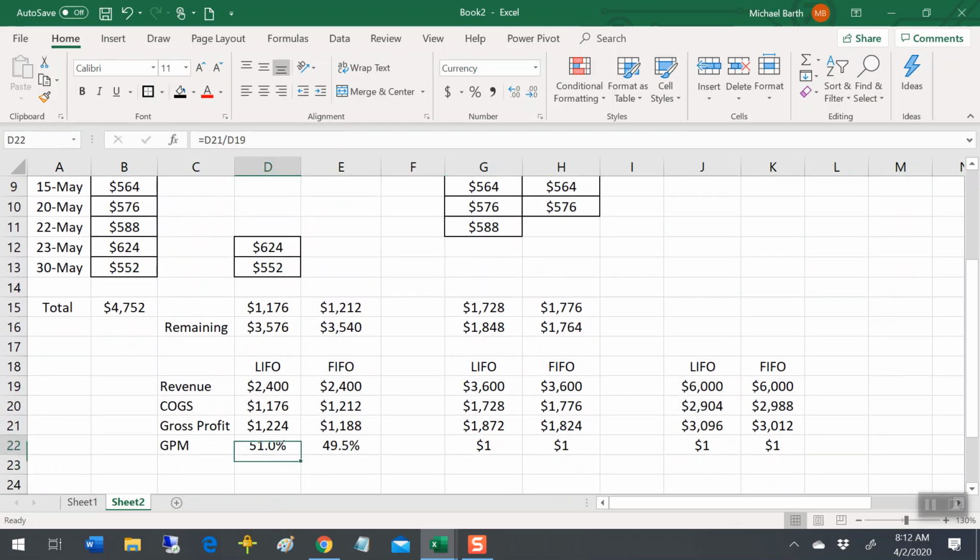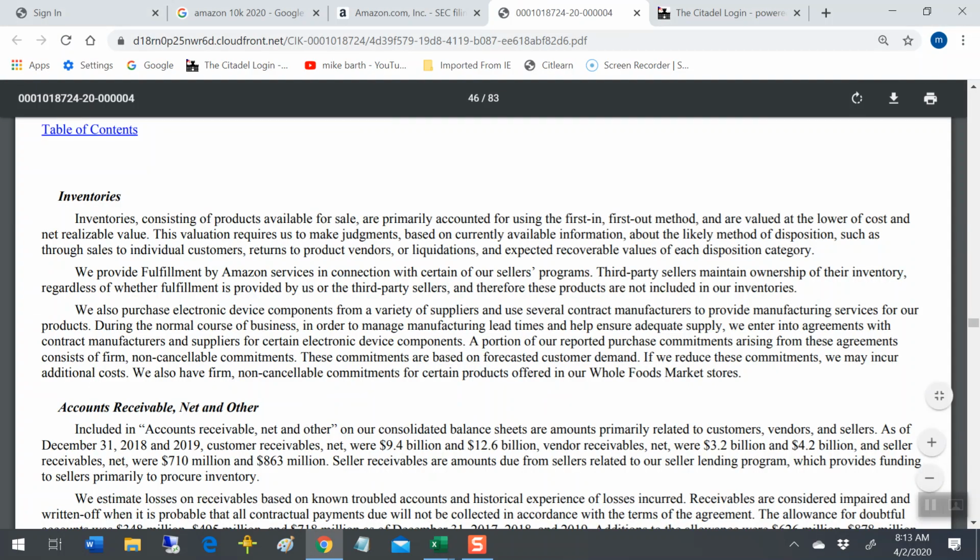And bottom line, what that means is whether you're using LIFO or FIFO, you're going to get a different gross profit margin because you have a different cost of goods sold. Okay, it's accounting. Let's go look and see what Amazon actually does.